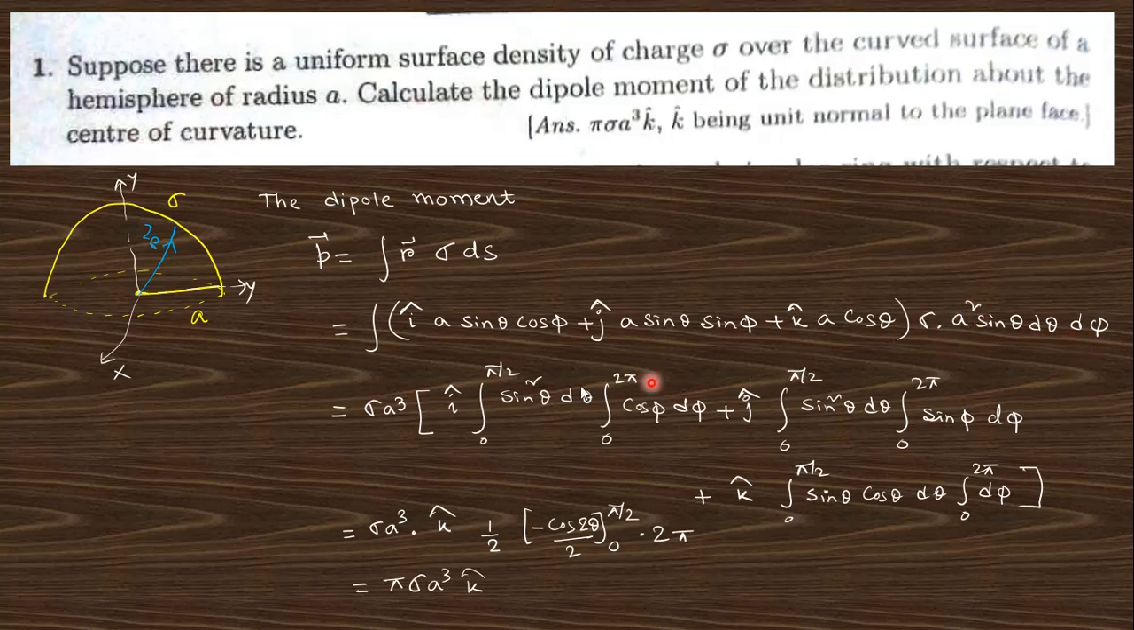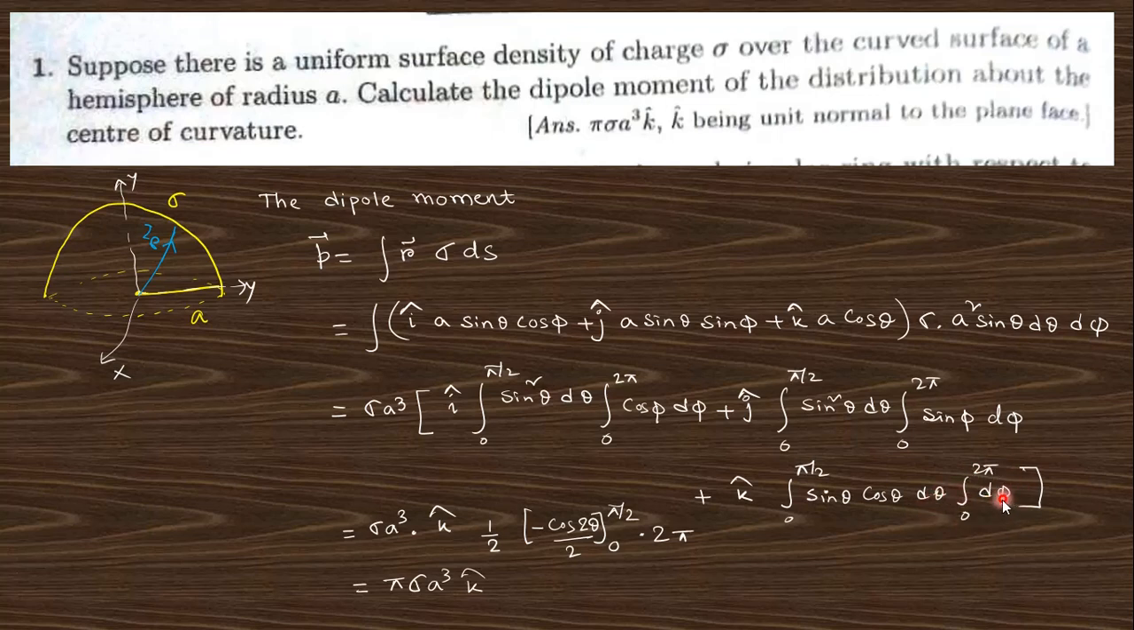So sigma and a square, and there is also a, so a cube is common. For i cap we get sin square theta d theta and cos phi d phi. Similarly for j cap, sin square theta d theta and sin phi d phi, and for k cap, sin theta cos theta d theta and d phi. The integral of cos phi from 0 to 2 pi is sin phi, and sin 0 and sin 2 pi are both 0. Similarly the integral of sin phi d phi from 0 to 2 pi is minus cos phi, and cos 0 and cos 2 pi are both 1, so that gives 0. So the coefficients of i cap and j cap vanish, and only this term remains.